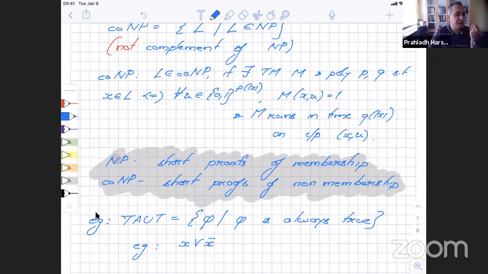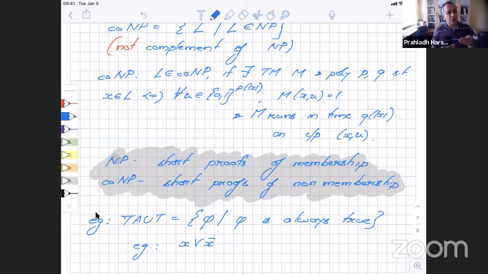So give me some witness that shows that the formula is false. Just like in satisfiability there was some witness that the formula is true. For non-membership, all you need to show is that there is some assignment on which the formula is unsatisfied. So if you give me a violating assignment, that is the short proof. So for tautology, you have short proofs of non-membership. Membership, I do not know how to prove, but non-membership.